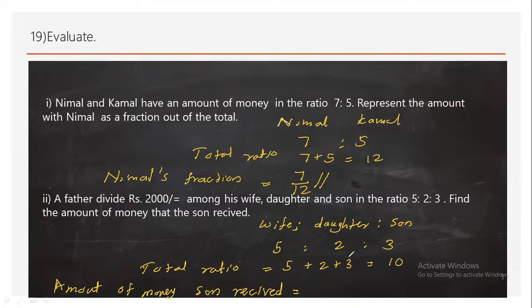Son received how much here? Last part is 3 parts, right? 3 over 10. Total amount is 2,000. Divide 2,000 into 10 and multiply by 3, 600 rupees. Son's got 600 rupees. Son's part is 600.